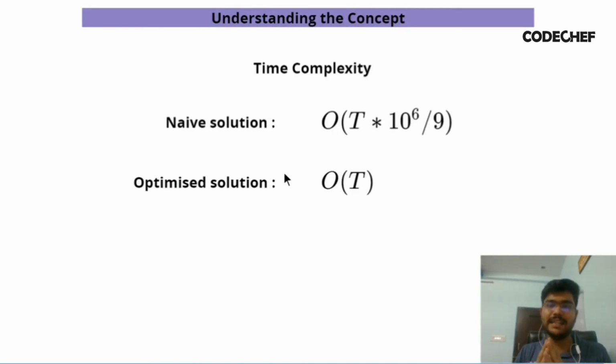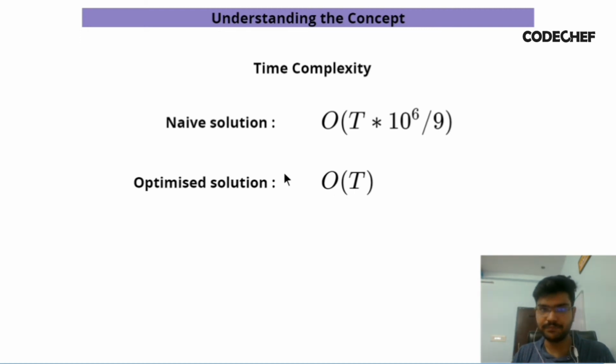Okay, so now let's see the time complexity of both solutions. For the naive solution, the time complexity will be order of t into 10 to the power 6 divided by 9, where t is the number of test cases. For each test case we are running a while loop, and what that while loop does is subtract 9 until it encounters a number which is less than 9. So how many times will we subtract 9? In the worst case, a number can be 10 to the power 6, so 10 to the power 6 divided by 9, right? So the overall time complexity of the naive solution becomes order of t into 10 to the power 6 divided by 9.